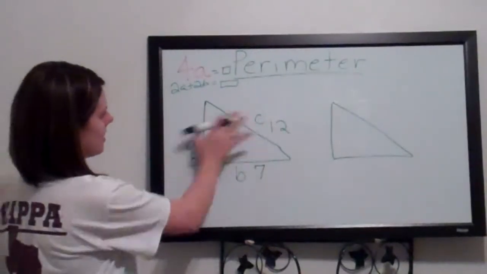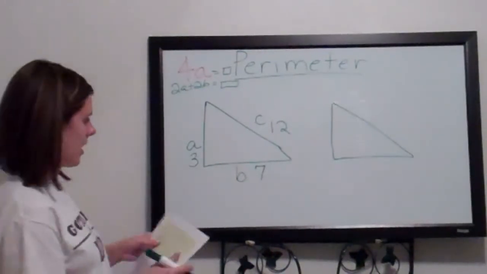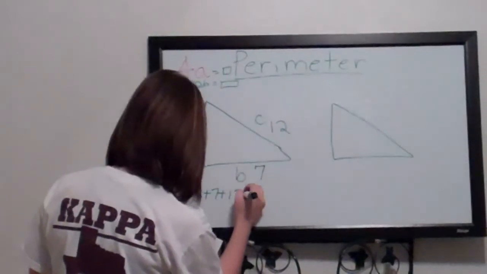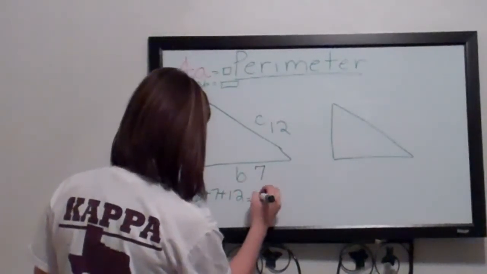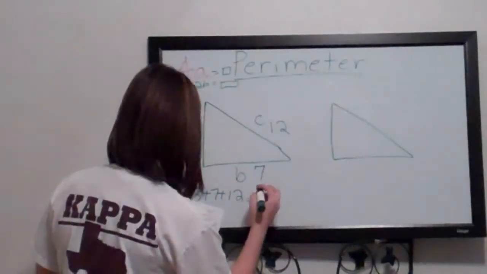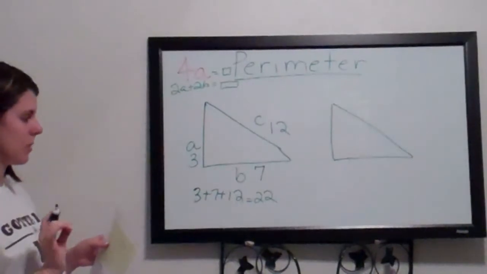So if we want to add all these sides together, what can I do, Nancy? 3 plus 7 plus 12. And what does that equal? 22. Good, 22. Okay. So we just figured out 22.